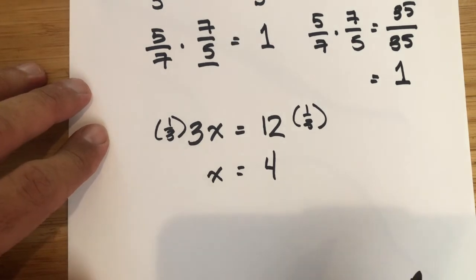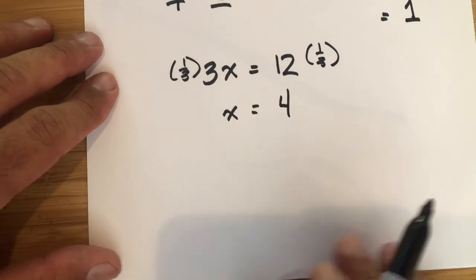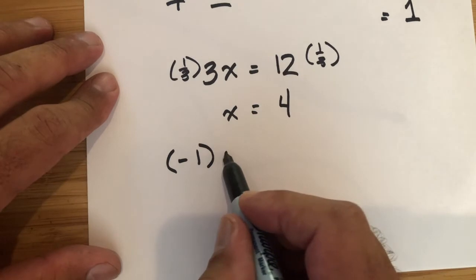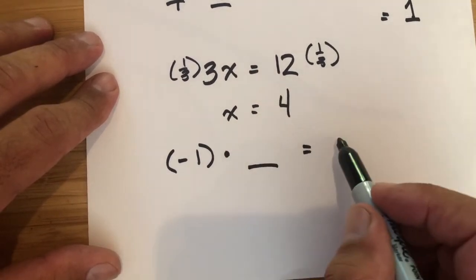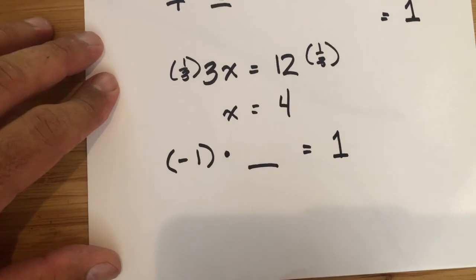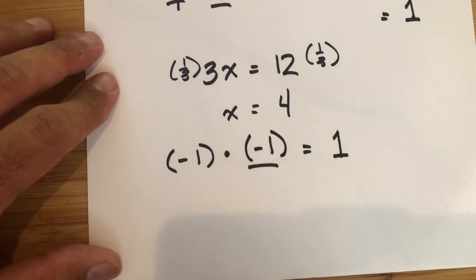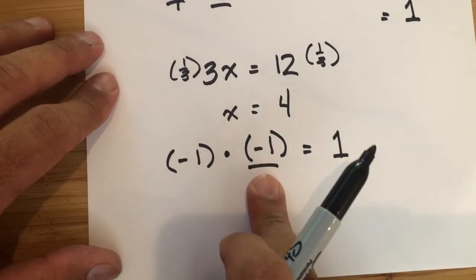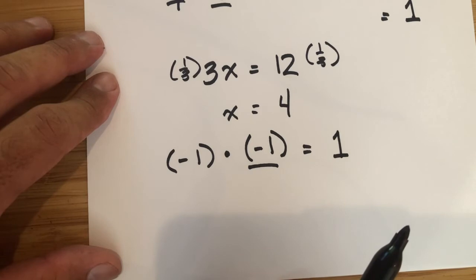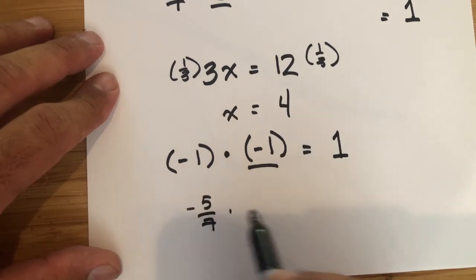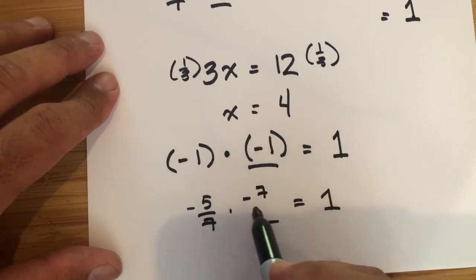An interesting multiplicative identity that is unique is the multiplicative identity for -1. What can we times by -1 to equal 1? The answer there is -1. -1 is its own inverse because -1 times -1 equals 1. So if we had something like -5/7 and we want to go to the inverse, its inverse is going to be -7/5.